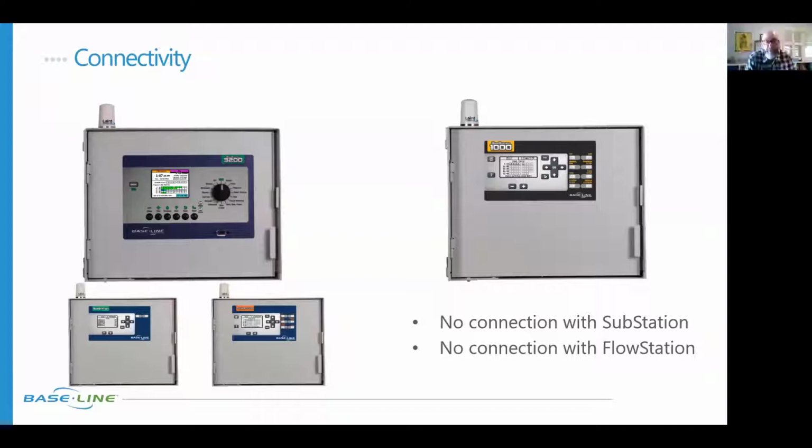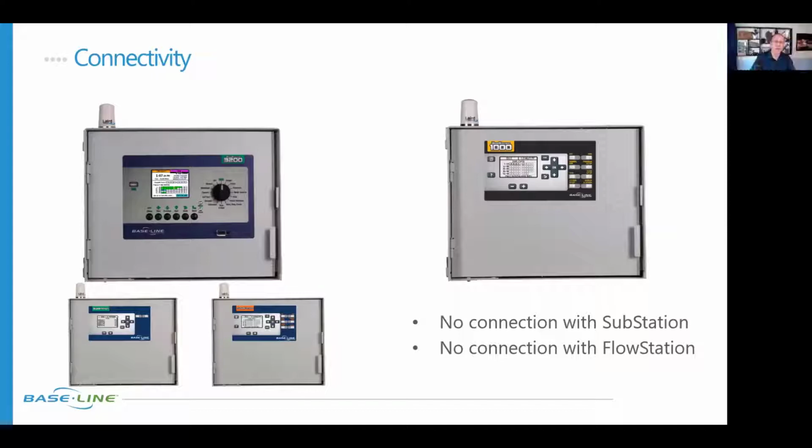Yeah. With the 3200, the substation and the flow station are an extension of the functionality of the 3200 in its programming set. They're performance components specifically engineered to interface with the advanced feature set associated with the 3200, as opposed to, like Andy illustrated, the 1000 being more for a single site, less complex type irrigation scenario.